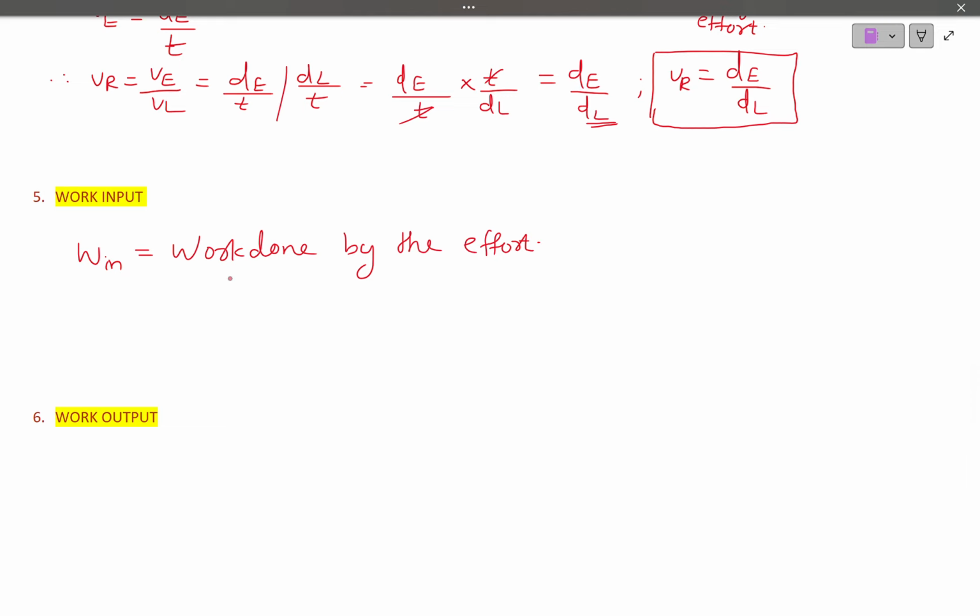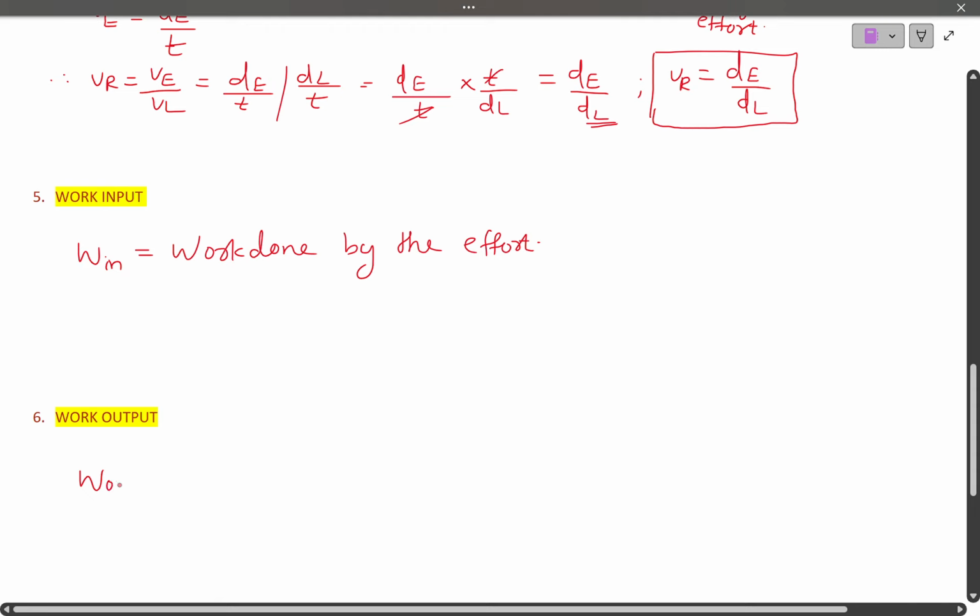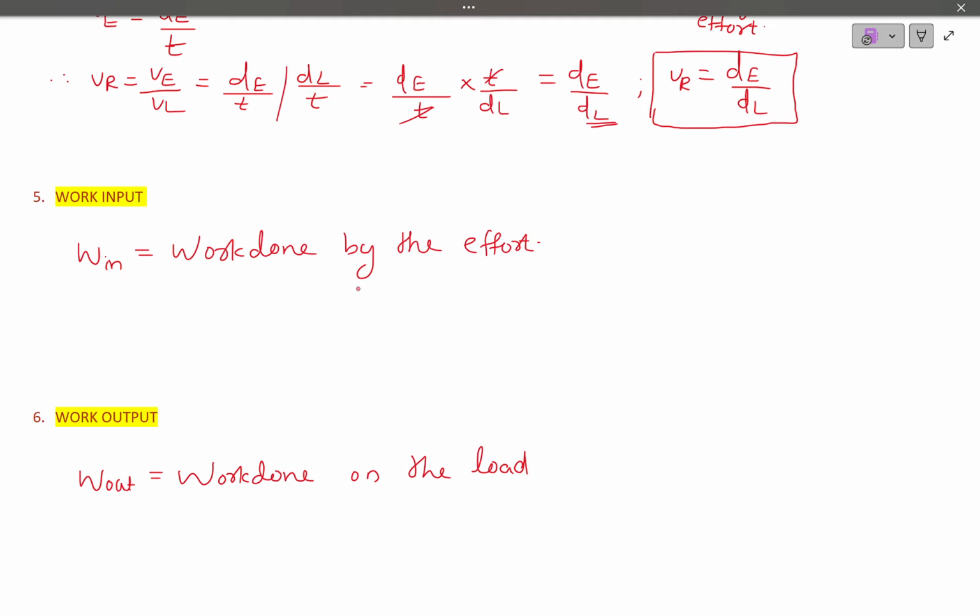The next term is work output. Work output means work done by the machine on the load. Therefore, work output we can write as work done on the load. So work input is work done by the effort. Work output is work done on the load.